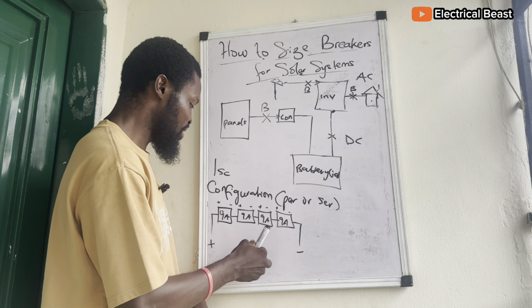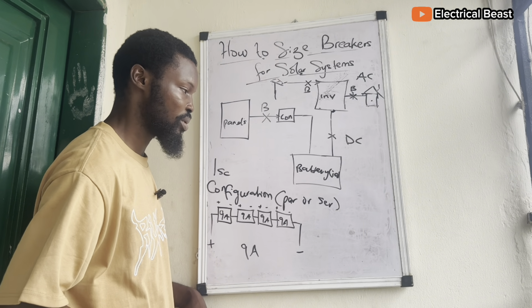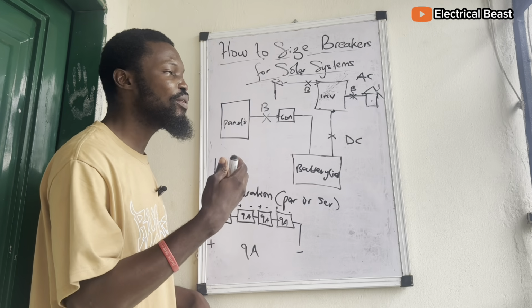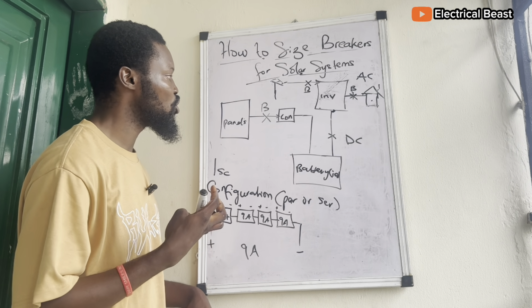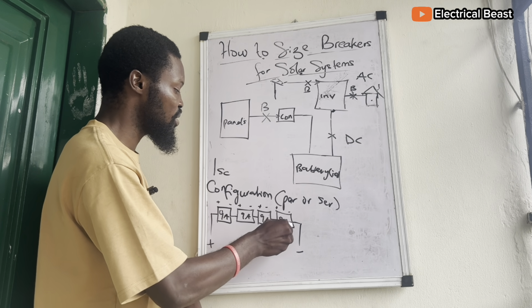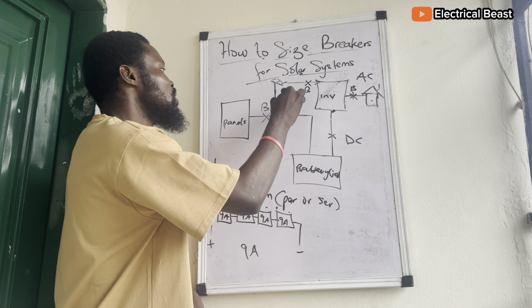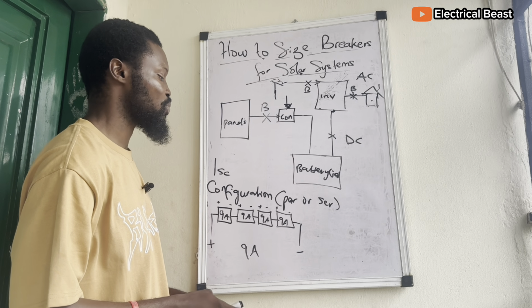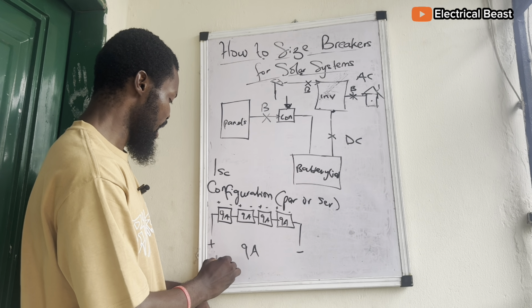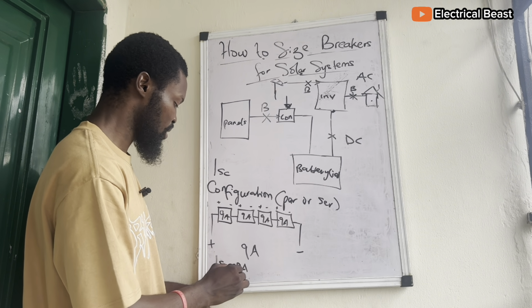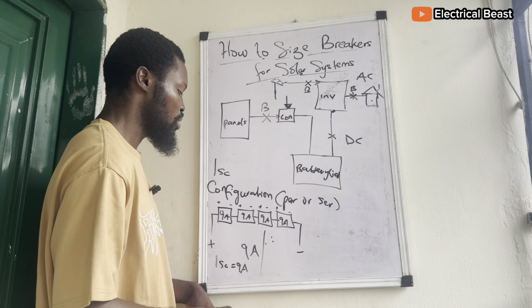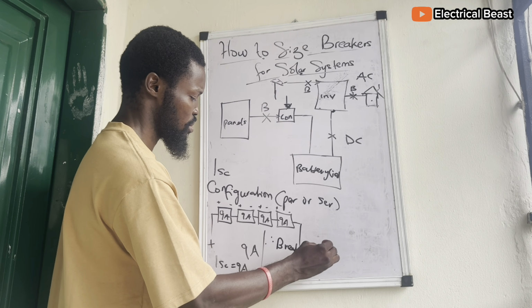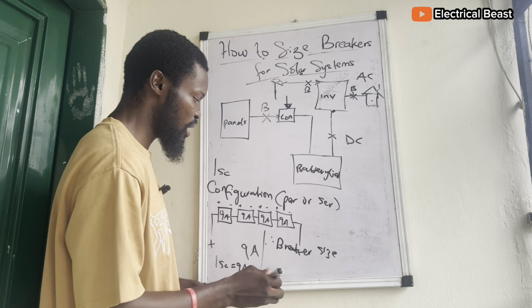Now, we have 9 amps as a short circuit current. We know that we are supposed to connect in series and we know the ISC. So how then do we calculate the size of breakers to use between the panels connected in series, 4 panels connected in series, to this charge controller right here? That's a big question. Now, what do we do? ISC is equal to what? 9 amps. Therefore, breaker size, what's the breaker size now?